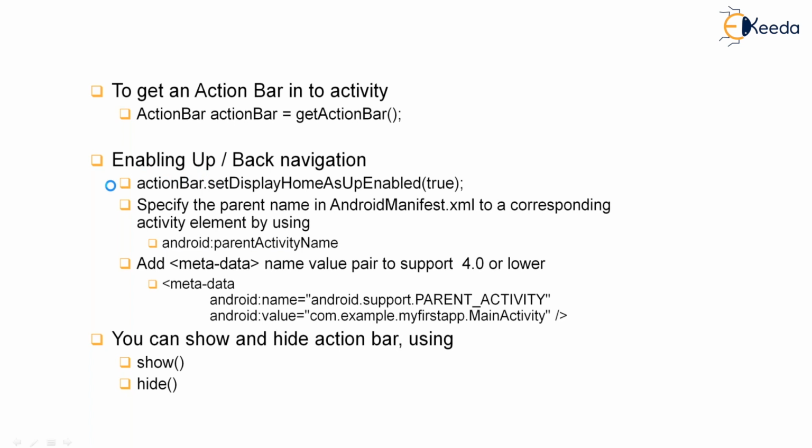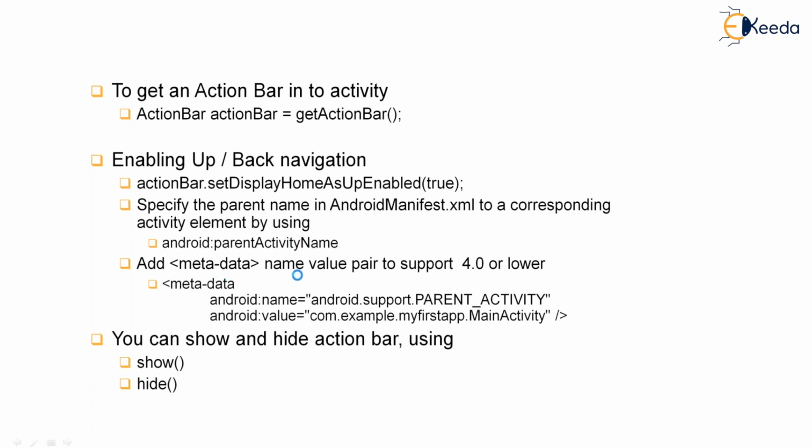But sometimes it may not take you to the proper activity if you're working with the fragments and such kind of thing. In that case, we are going to provide in the manifest.xml file the parent activity name, so that it will take the name of the parent, to which activity it should launch when you click on a back arrow.